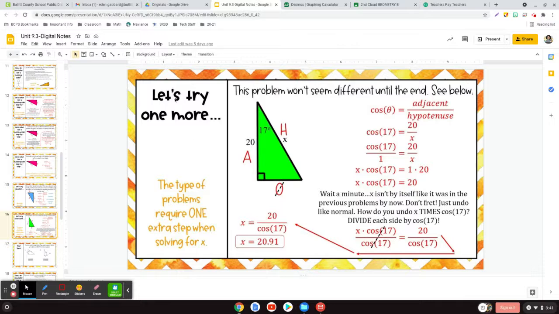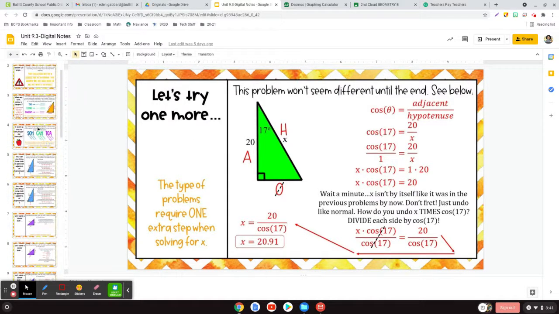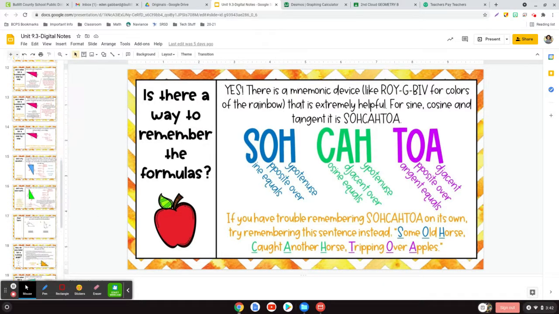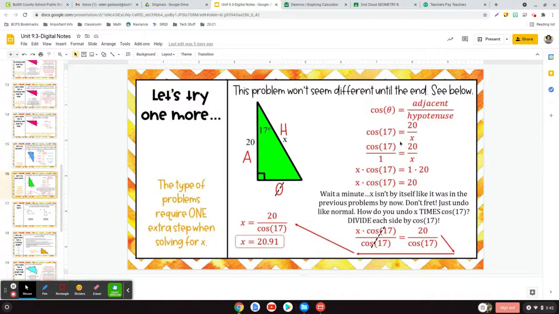We have our adjacent and our hypotenuse. So yes, it's going to be cosine, because that deals with our adjacent and our hypotenuse right here. Cosine equals adjacent over hypotenuse. Well, if that's what it is, let's set that up. We have set up here our cosine formula. Then we fill in the pieces that we have.